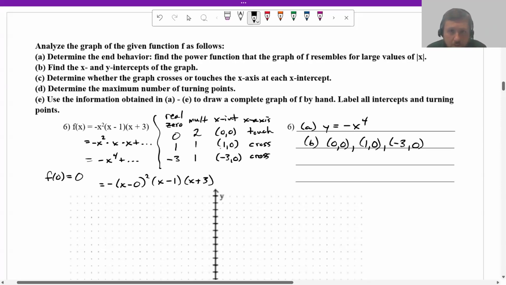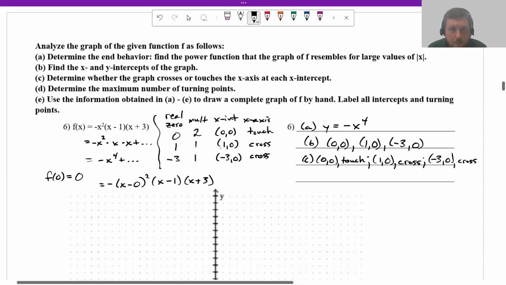So part C. At 0, 0, it touches. At 1, 0, it crosses. At negative 3, 0, it crosses.